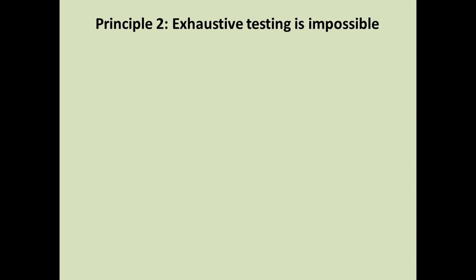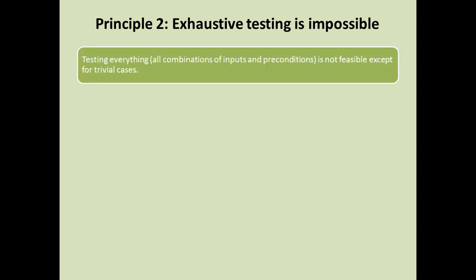Why is exhaustive testing impossible? We will understand by taking certain examples and see why you cannot test a software exhaustively. Testing everything, all combinations of inputs and preconditions, is not feasible except for trivial cases or very small cases. If you have very small scenarios wherein you just want to cover all the combinations of input, you can do that, but for complex combinations it's not possible to cover all the preconditions or all the input conditions for testing.